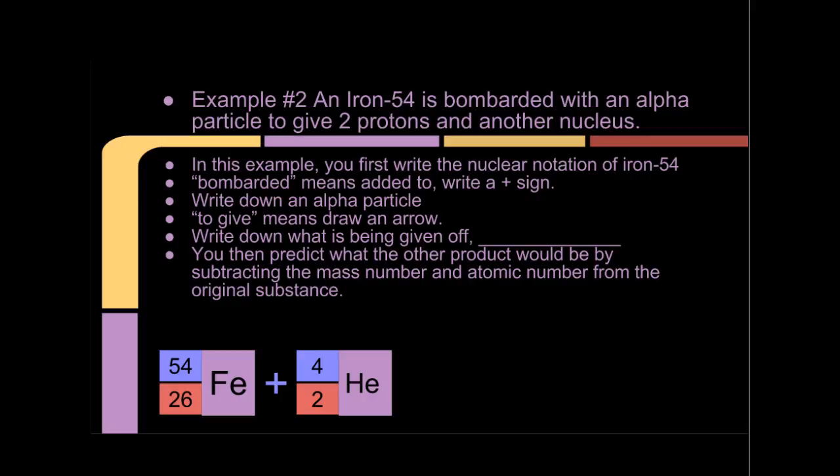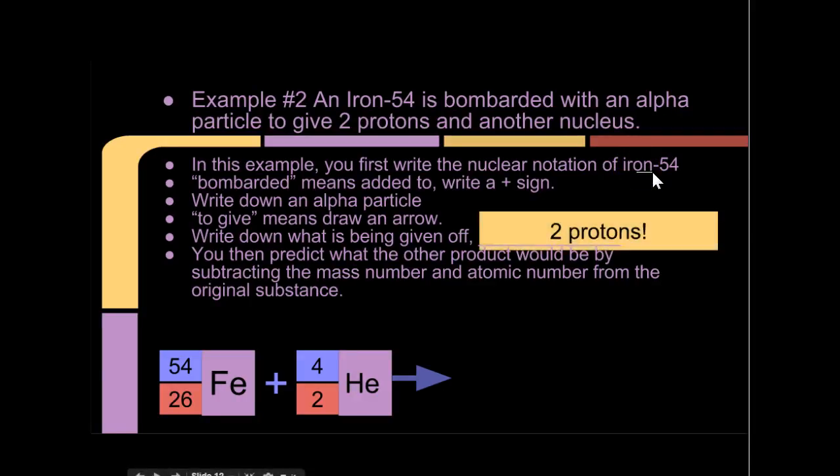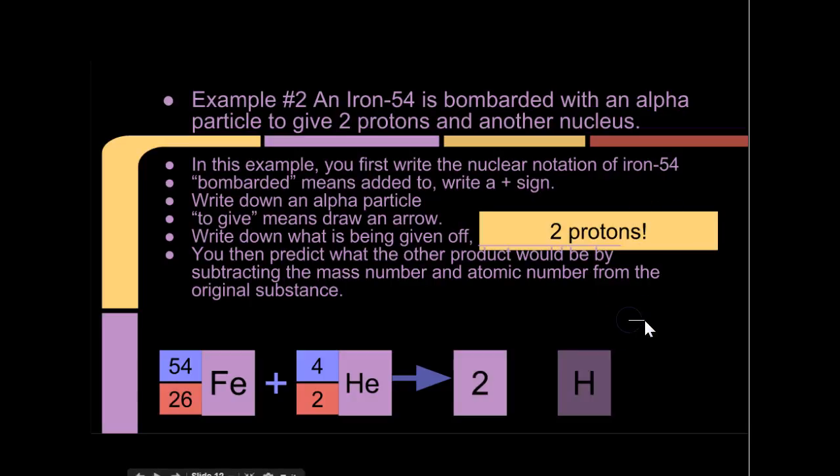It says to give 2 protons. Give would mean an arrow sign. And then we need to say what it's given off: a proton. 2 protons, actually. What is 2 protons going to look like? Well, 2, and then our hydrogens, remember? And if you don't remember that stuff, just keep looking in your notes, and eventually you'll remember.